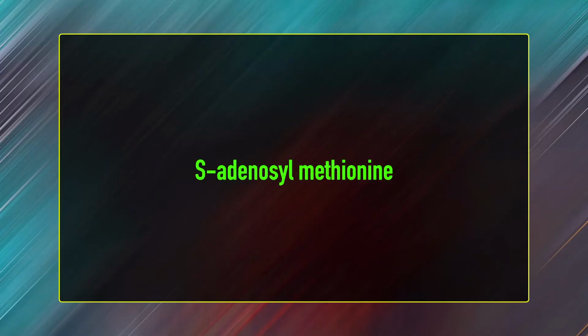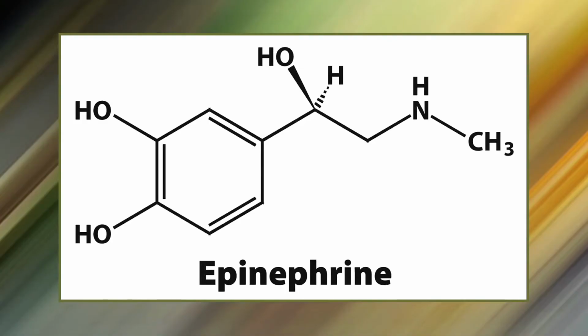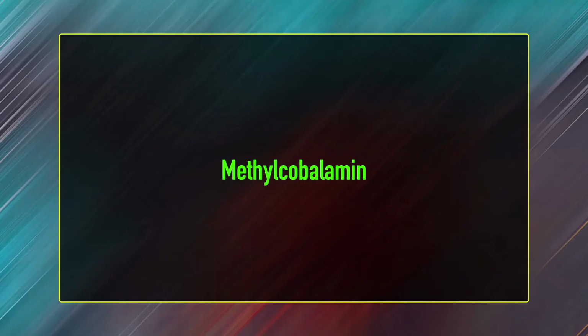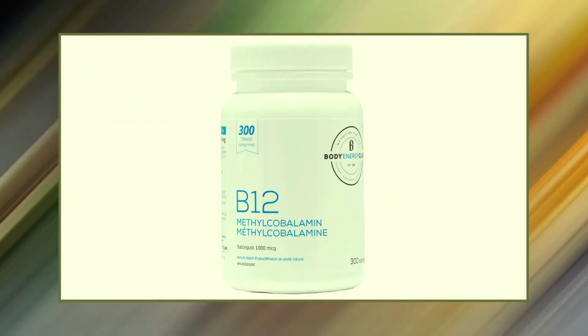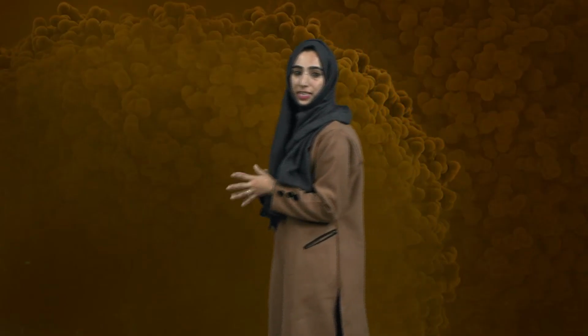S-adenosyl methionine. S-adenosyl methionine is synthesized from adenosine triphosphate and methionine, and is a donor of methyl group involved in many methylation reactions like synthesis of epinephrine from norepinephrine or in methylation of DNA. Methylcobalamin. Methylcobalamin, a methyl derivative of cobalamin, is a coenzyme from methyl transferases. It's used in the treatment of peripheral neuropathy and diabetic neuropathy.